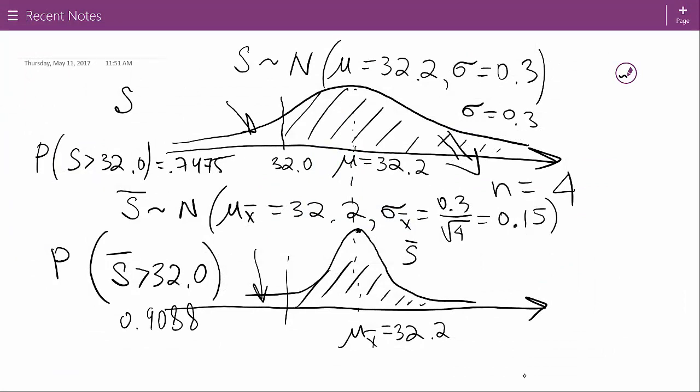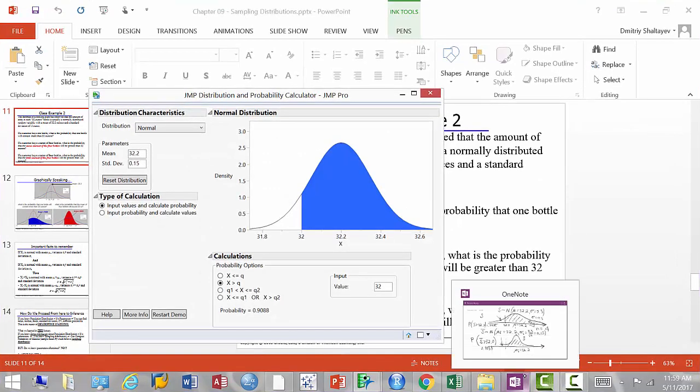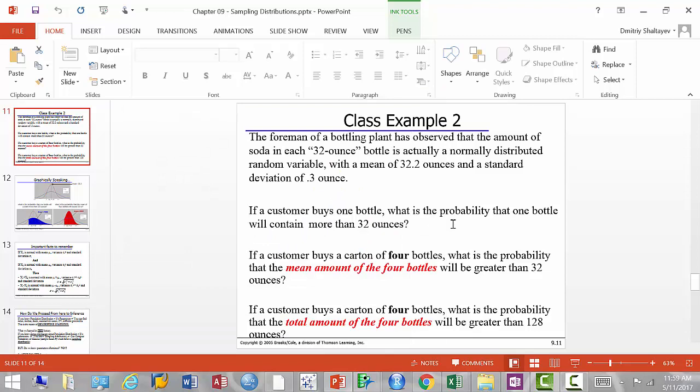0.9088. So if Christian buys a 4-pack, his likelihood to get more than what he bargained for is only getting larger, right? In a 4-pack, the likelihood that bottles on average are refilled is higher. The next one actually is a little tricky, and I'm going to show you a dirty trick for how to do that. Okay, this one. If a customer buys a carton of 4 bottles, what is the likelihood that the total amount in 4 bottles will exceed 128 ounces?